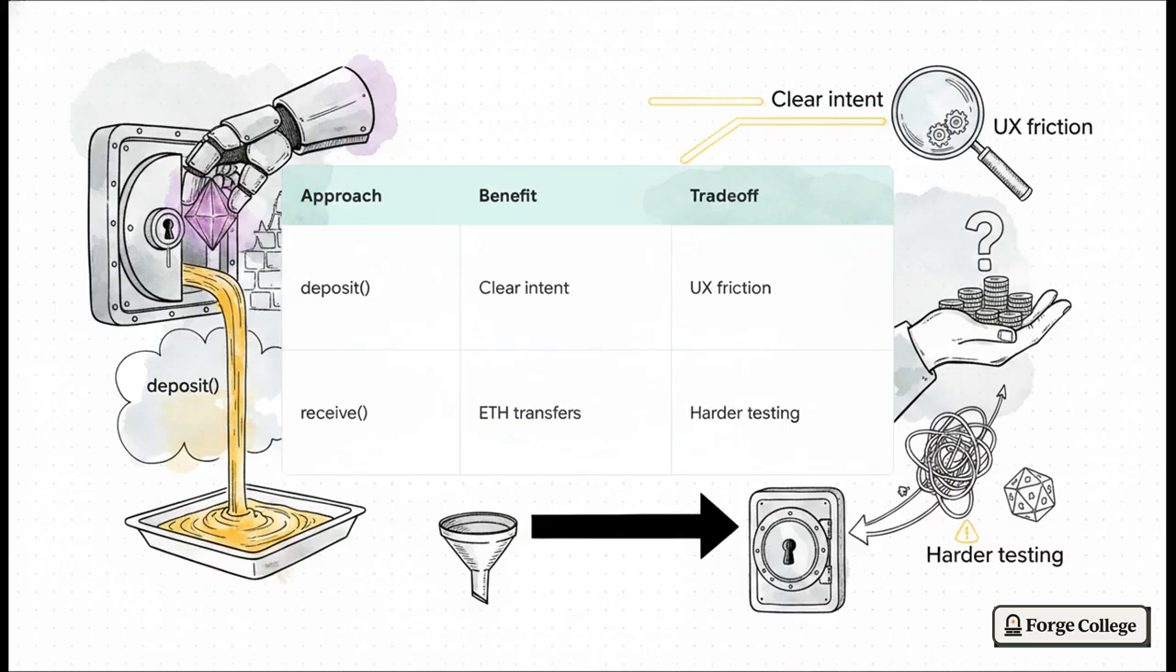On the other hand, we could use the receive handler. This acts more like a general receiving tray for any plain ETH transfer sent directly to the contract. It's incredibly convenient, but it can sometimes obscure the intent and make weird edge cases a lot harder to test. Generally speaking, the best practice is to have an explicit deposit function, and then just have your receive handler route any stray funds directly into it.